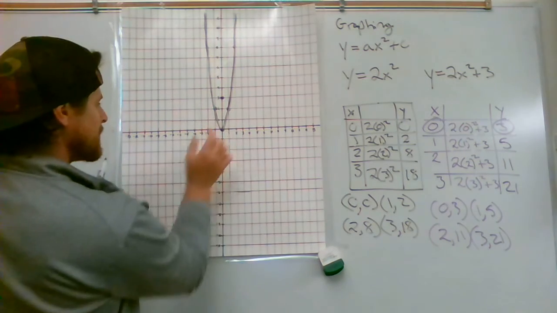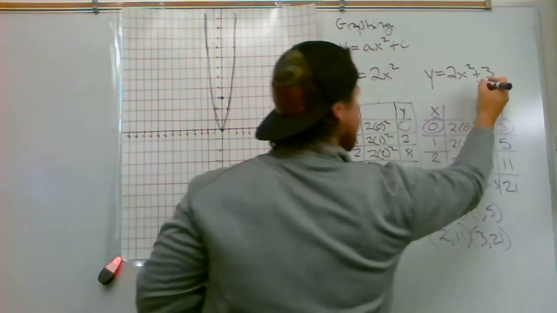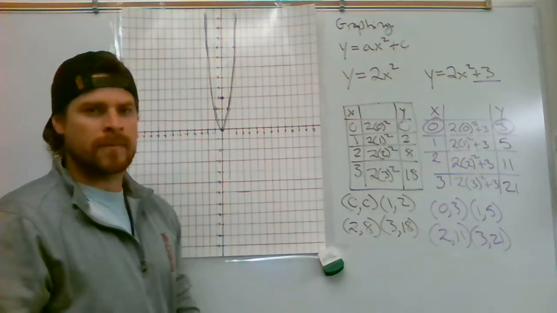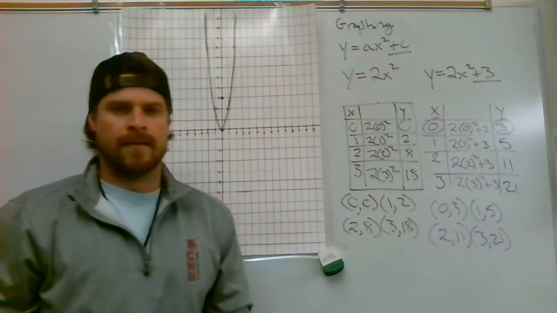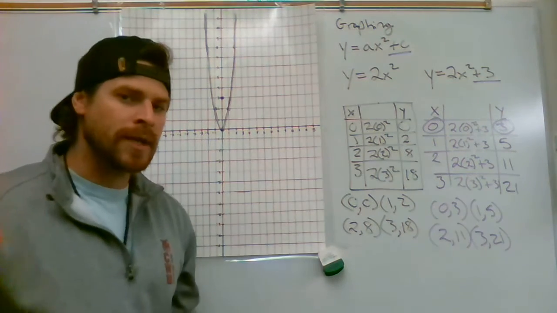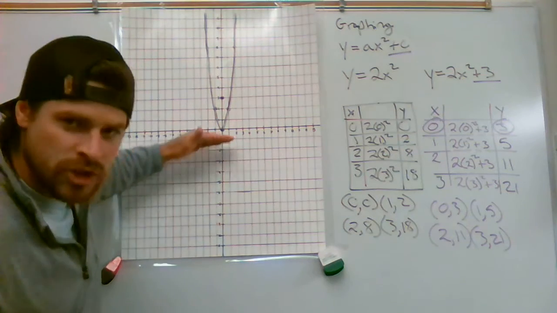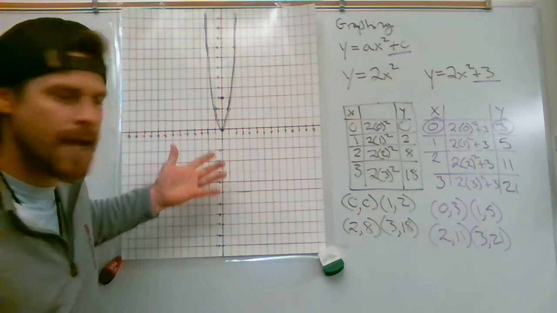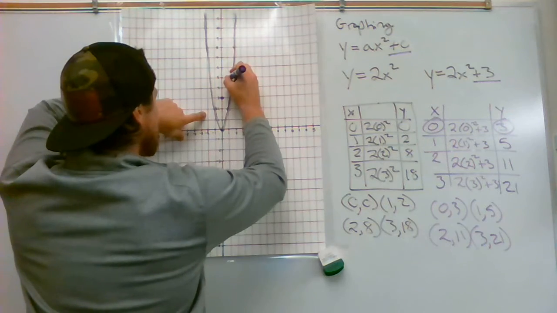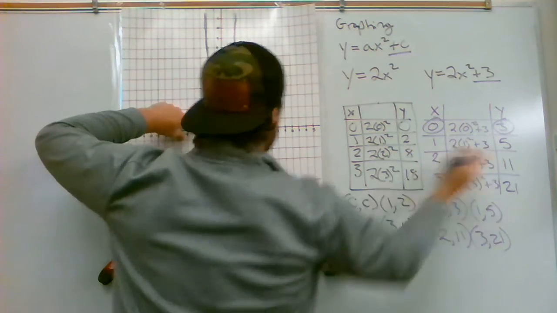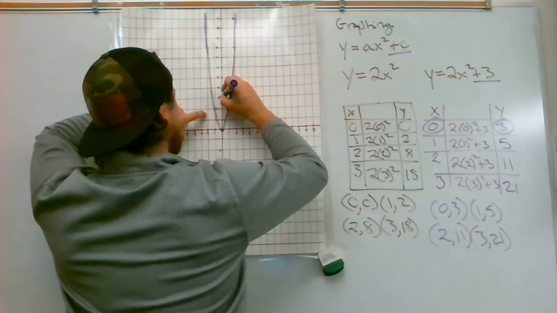So this same parabola has just shifted up 3 units. What tells it to do that? The C value at the end. All right. If it was minus 3, what do you think would happen? Yep, it'd shift down 3. It's as simple as that. Okay, so here we go. 1, 5, plot 1, 5. 2, 11, 2, 11.